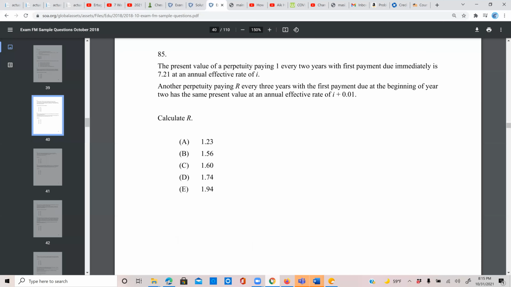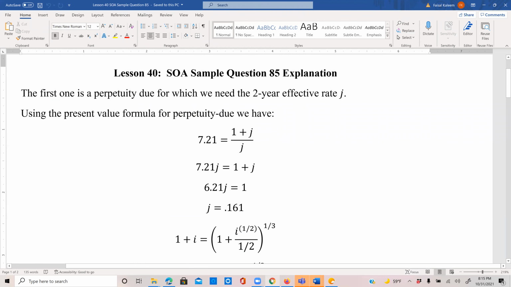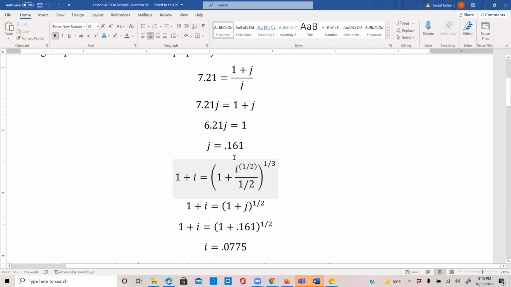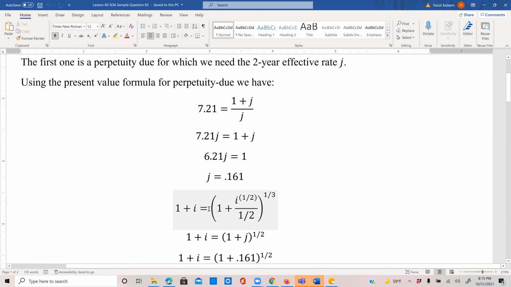Now we go to the second paragraph. The first one helped us calculate J. Actually, we can go on here and find the I as well, because that will be needed for the second bit. So 1 plus I is equal to (1 plus J) to the power 1/2, not 1/3, because remember, J was the 2-year effective rate. And so it's actually i(1/2) over 1/2.